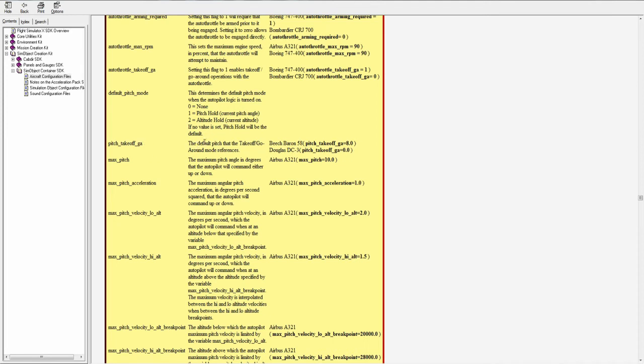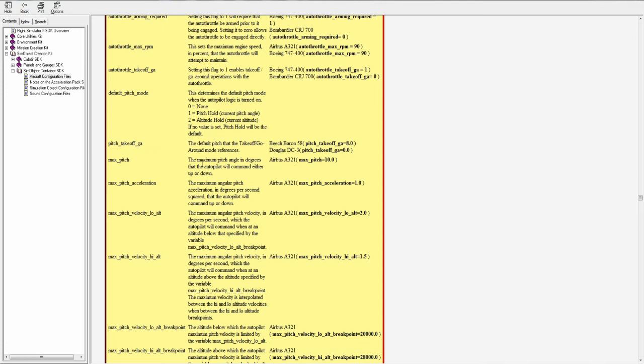Pitch, takeoff, go around. This is the default pitch that the takeoff go around mode references. You want it to set a pitch so that when it's enabled, this is more along the lines of go around than takeoff, but when they hit Control-Shift-G to enable TOGA, or whatever they set the key to, that is the pitch it's going to go to.